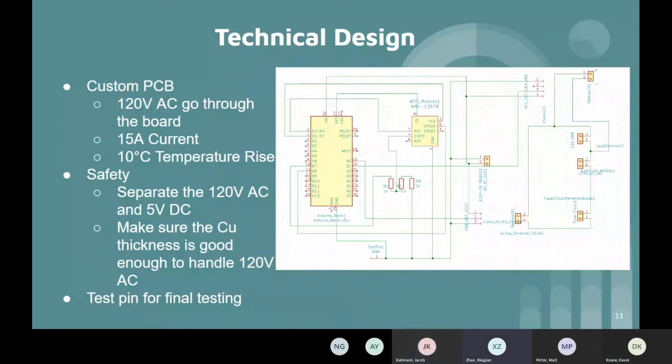And on the right side, we are going to run the 120 volt AC through the board, maximum 15 amps with 10 degrees Celsius temperature rise. For safety issues, we separate the 120 volt AC and 5 volt DC so that it won't cause any issues if they're too close to each other. And we need to make sure the copper thickness is good enough to handle the 120 volt AC. And we also have a test pin for the final testing.